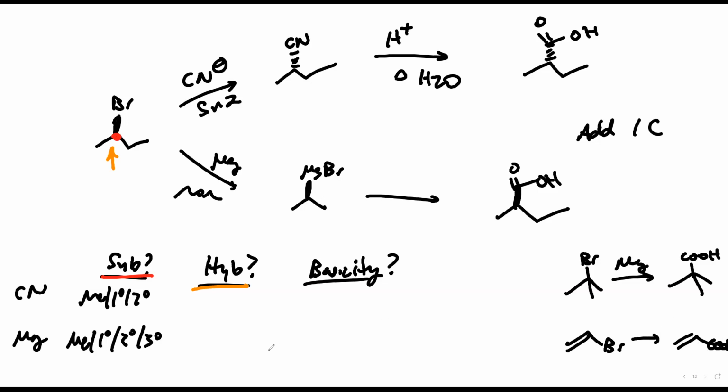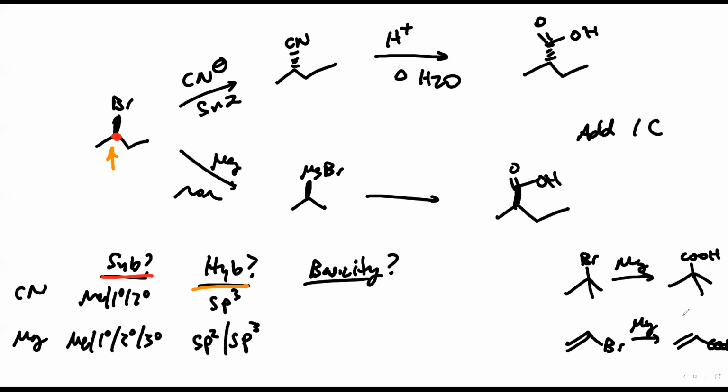Well, SN2 is an sp3 reaction. It's only allowed on sp3 centers. I'm not sure if that point was super clearly made in 118A and B, but you can't do SN2 on sp2 centers. On the other hand, you can transmetallate on sp3 or sp2. So magnesium would also win in this case too. Okay. So currently it should feel like magnesium is the winner.